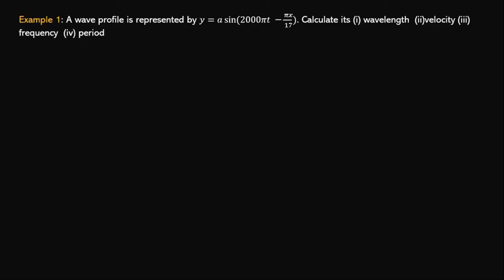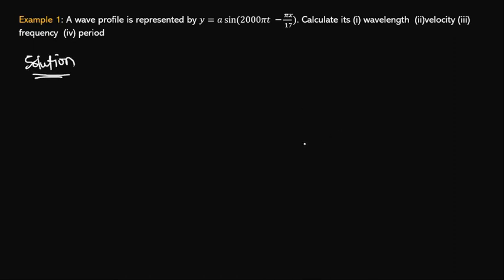All right, so with this being the case, let's have a look at an example. We have a wave profile represented by y equals A sine into brackets 2000 pi t minus pi x on 17. We have to calculate for each: I, wavelength; II, velocity; III, frequency; and IV, the period. So let's go ahead and look at how we solve a problem like this.